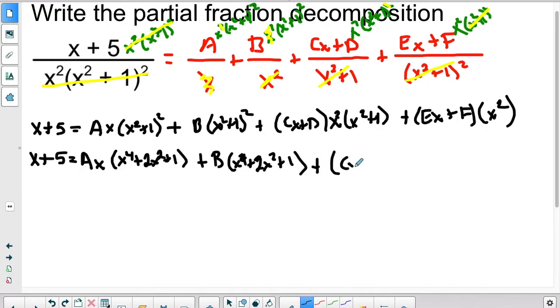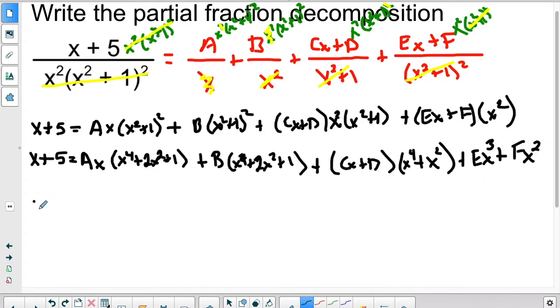plus, here we're going to have (cx plus d), and I'm just going to multiply these two here, which will give us x to the 4th plus x squared. And now this here we can just multiply together, so we'll get ex cubed plus f x squared, plus 5. Now we can multiply through by ax.